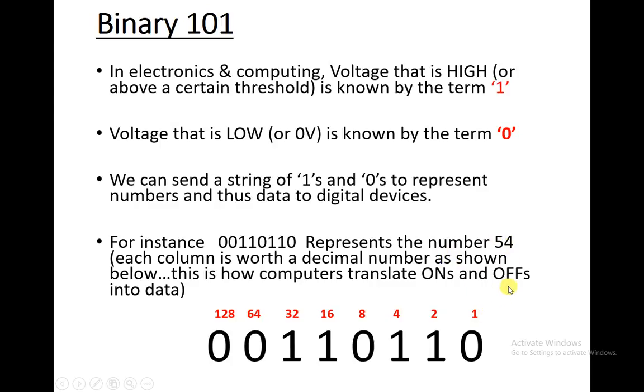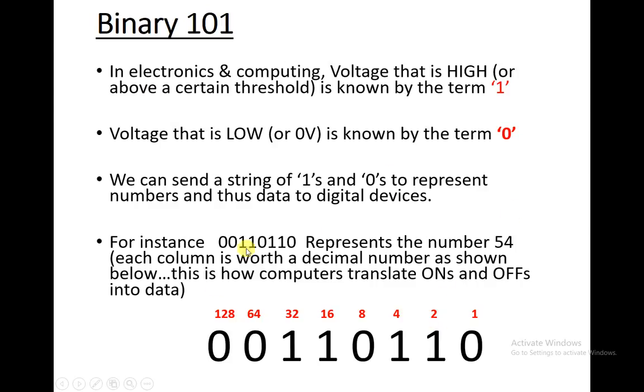And the reason for that is the computer assigns a value to each number in the column. I don't want to spend too long on this, but basically any column that is on is added together. So we've got a 1 under 2, a 1 under 4, a 1 under 16, and a 1 under 32. If you add 2, 4, 16, and 32, you get 54. Right, and obviously you can imagine any combination of these, ones and zeros, will produce different combinations of numbers. So that's basically how a computer does it.